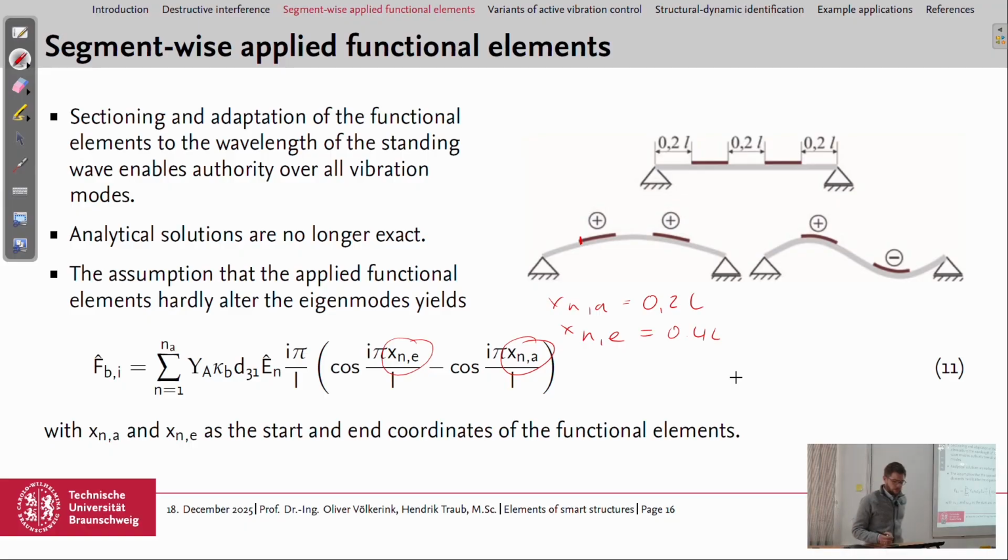And with this, we can have at least authority over the first two eigenmodes. If we look at this, with a, let's say, positive sign of the voltage, we can control this eigenmode, and with a different sign, we can control the second eigenmode. However, the analytical solution is no longer exact, and we neglect the influence of the surface actuators themselves on the vibration behavior of the structure.